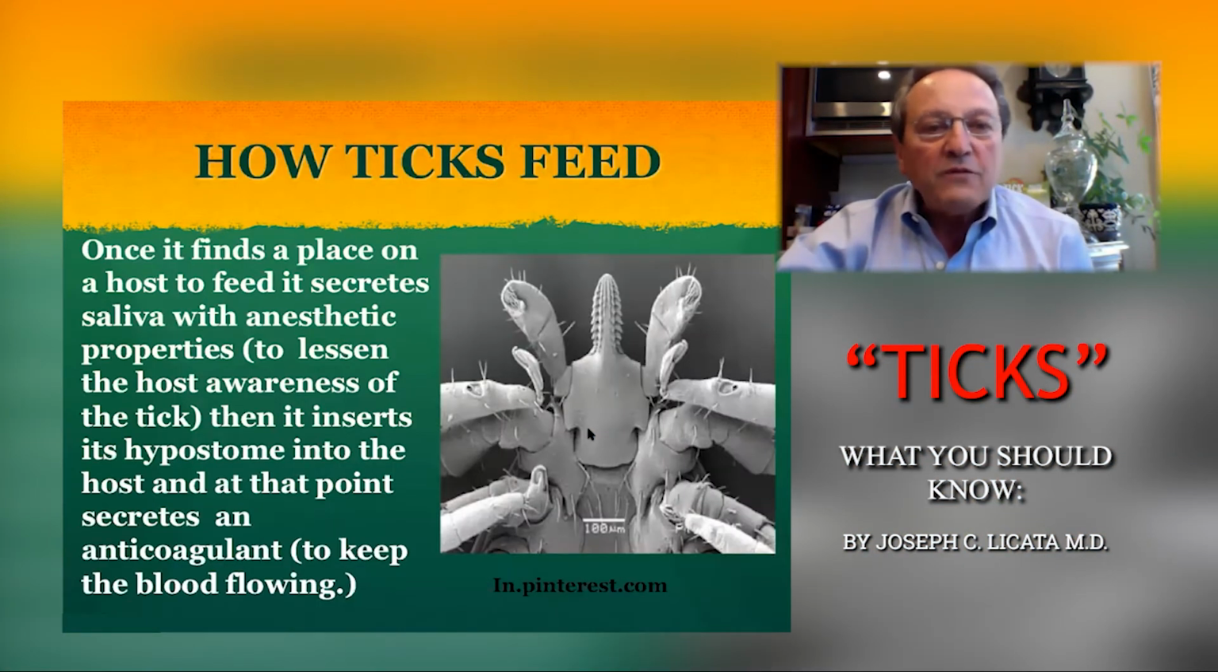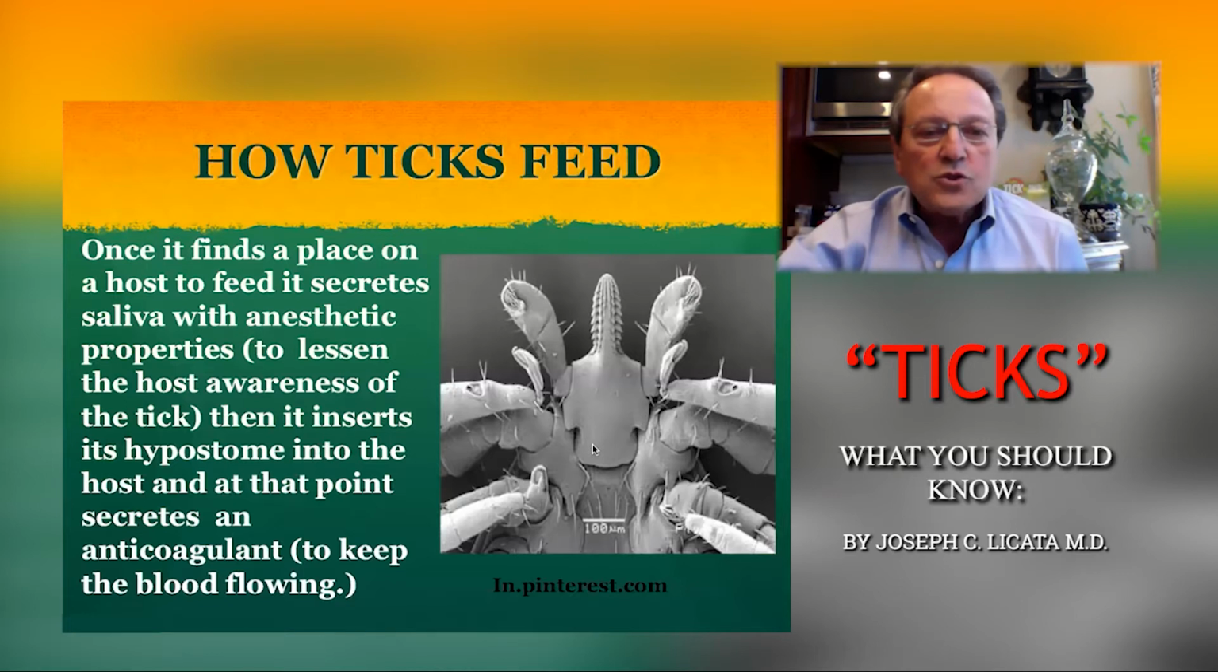So how do they feed? Once a tick finds a place on a host to feed, it secretes saliva with an anesthetic property to lessen the host's awareness of the tick. It's just amazing what they're able to do.